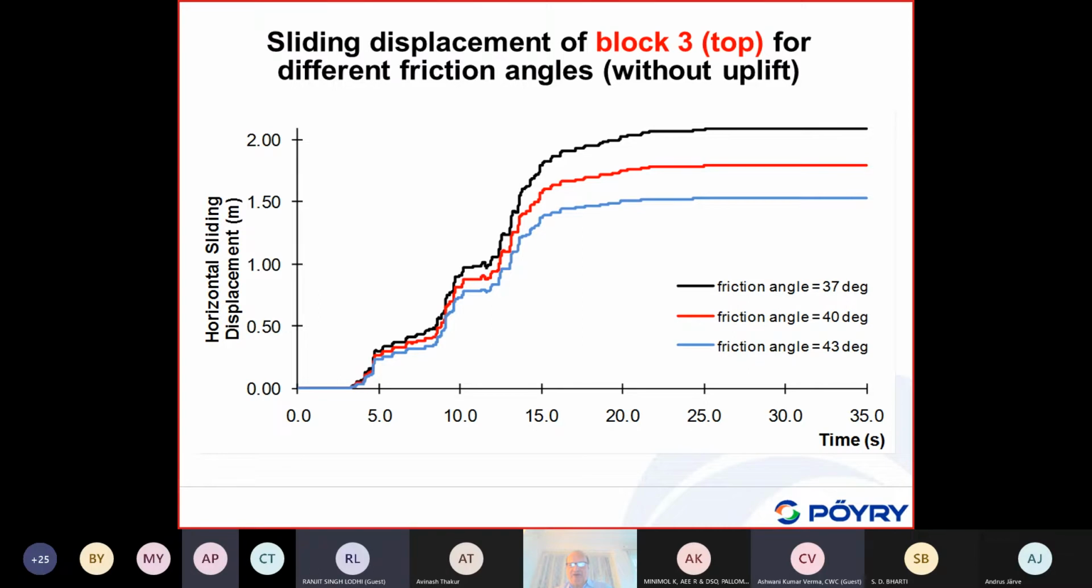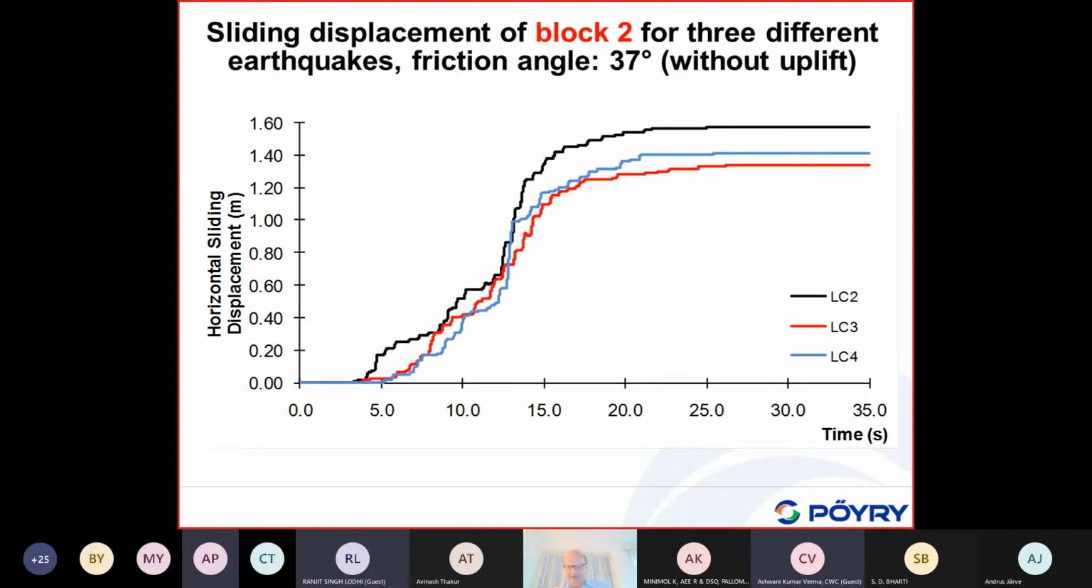Again, this is the top block with the effect of the friction angle. Here, the effect of the friction angle is not that pronounced because the accelerations are very high. But if the accelerations are not too high, like the foundation, like the global stability, the effect is much larger. But you can see here, 37 to 43 degrees, it varies between 2 meters and about 1.5 meters. So the difference is only about 25%, whereas in the previous one, it was more than 60, 70%.